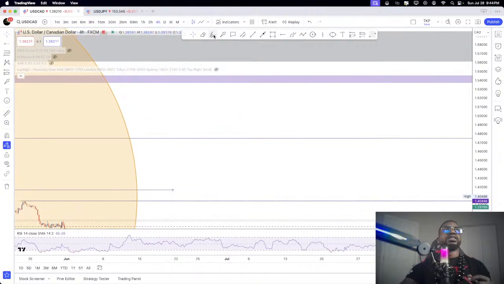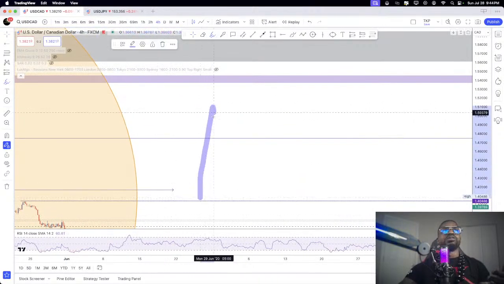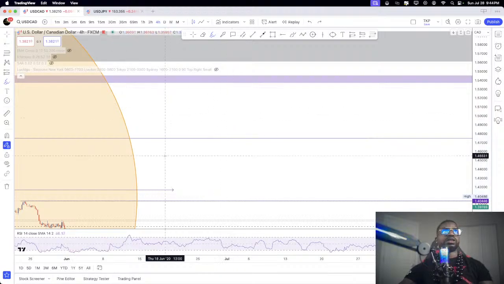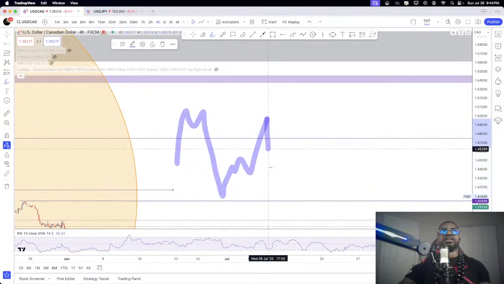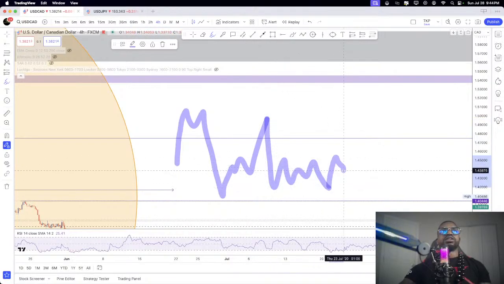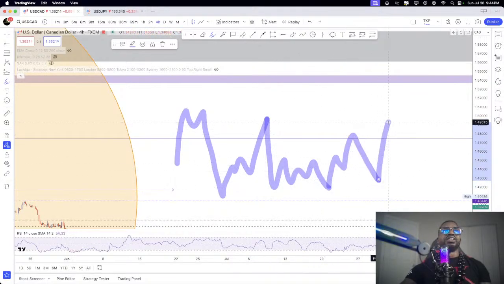So let's say price created maybe a double top, okay? A double top and it fell. Retested that double top a few times. And now it's back in that area.